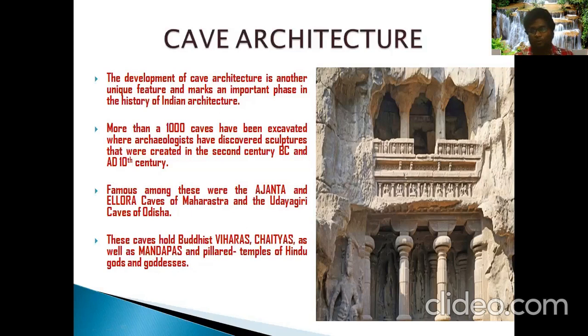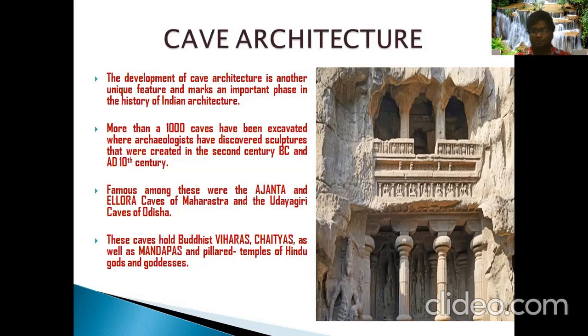So in this slide, what we discussed is that one of the main architectural levels is the cave architecture, which is found mainly when archaeologists were excavating. They found 1,000 caves which were sculpted like this. When they were excavating, they came to know that these caves were sculpted, if I'm not mistaken, in the 10th century.